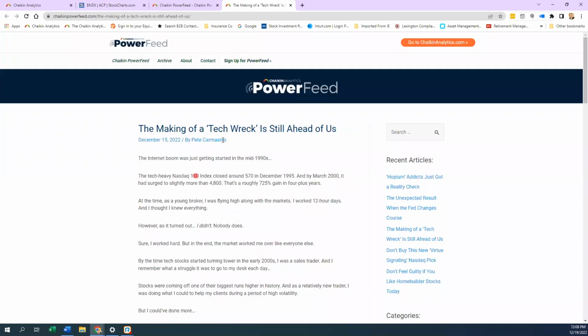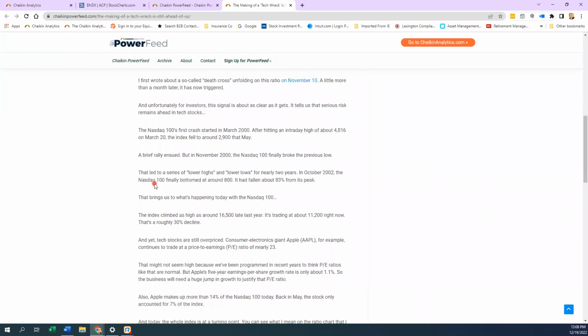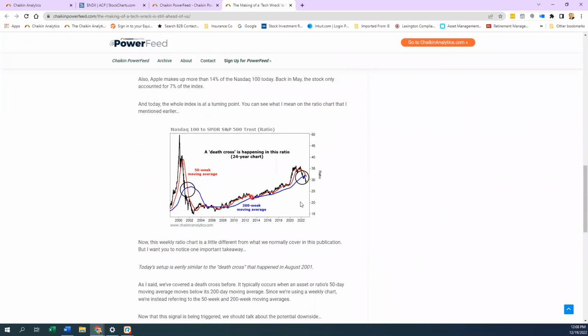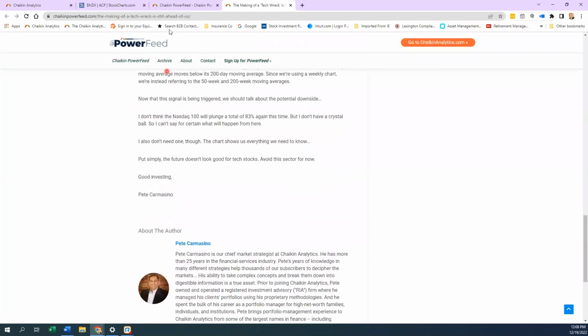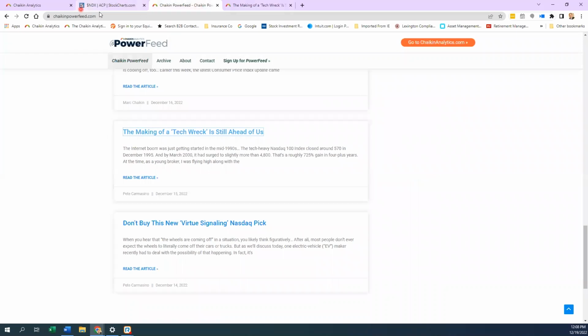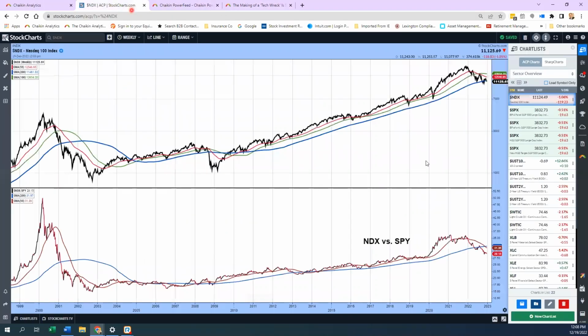And I made a big headline about this, saying the making of a tech wreck is ahead of us. I just went back and talked about what unfolded in those times. I'm seeing the same thing happen again. So I'm calling it out, not to make a prediction, but more of a projection. I like to use that reference because I don't believe we're making predictions here. I'm just following the trend and looking at what happened last time and what the possibilities are. So you've got to do the same.